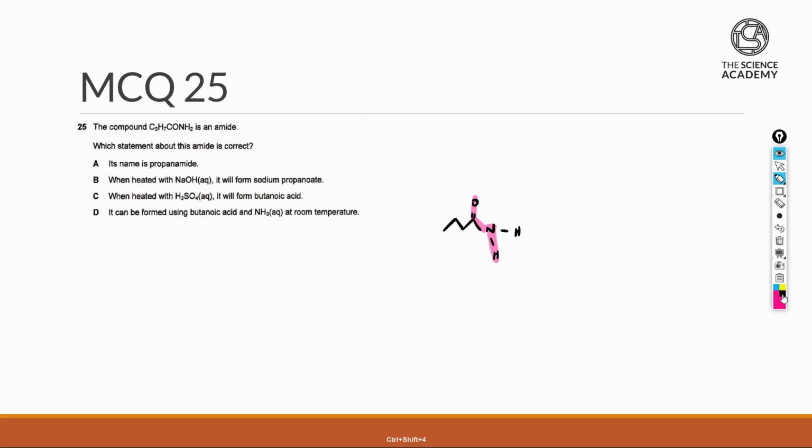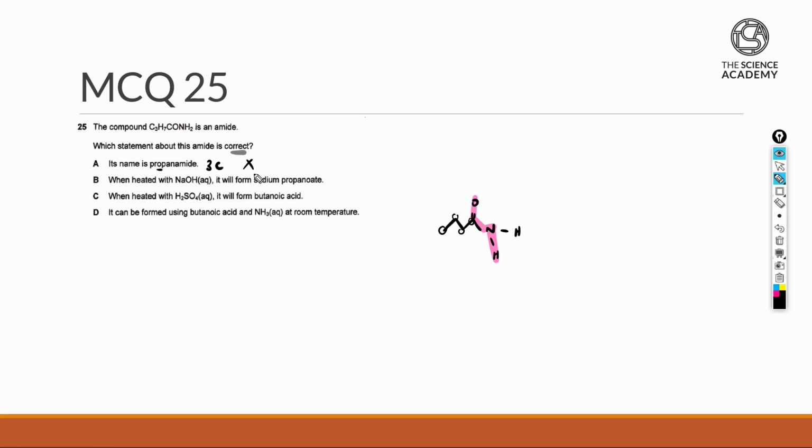So looking for a statement about this amide that's considered to be correct. So first statement over here, we're having it assumed to be a propanamide. So again, a prop indicates a total of 3 carbons to be found in this entire structure. But again, counting out the carbons, we have 1, 2, 3, as well as 4. This should be a butanamide, alright, rather than a propanamide.